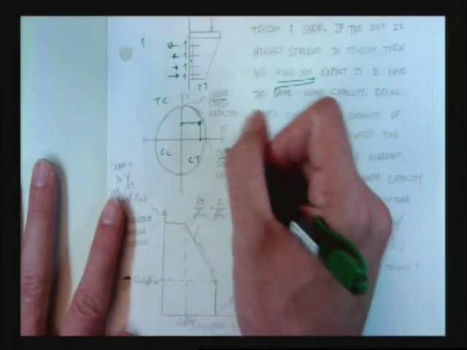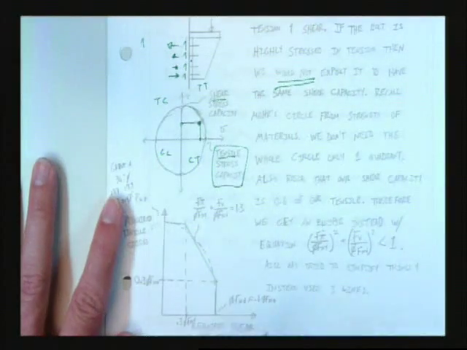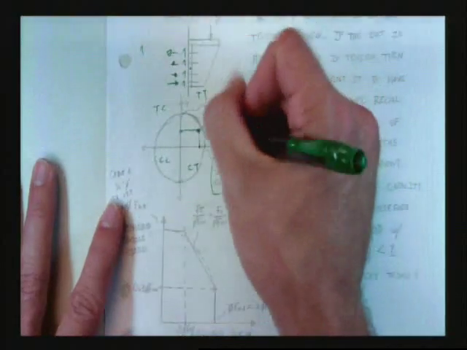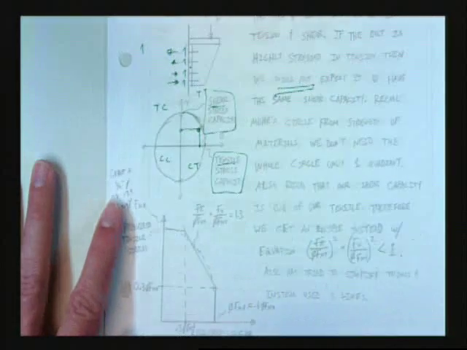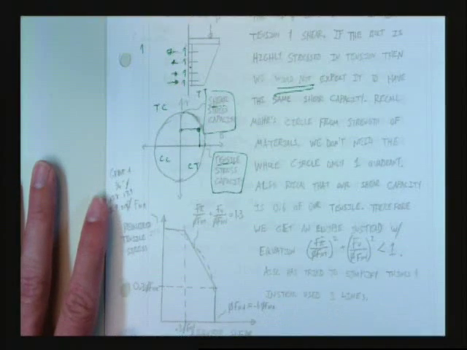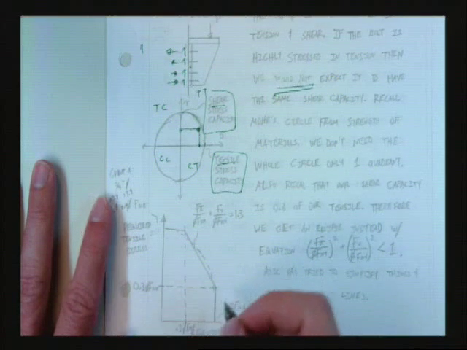Moore's circle always plotted tensile capacity on the x-axis and shear capacity on the y-axis. We're going to do them backwards. Why? Because that's the way AISC presents them. I'm just passing their error on to you. That's all I'm doing.